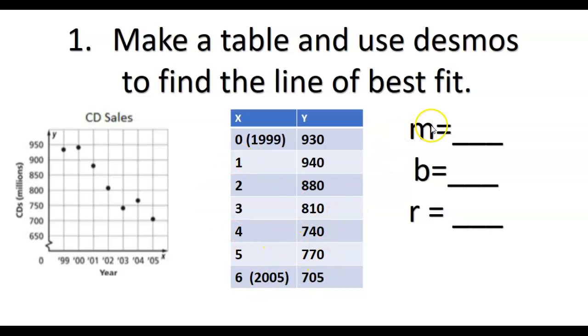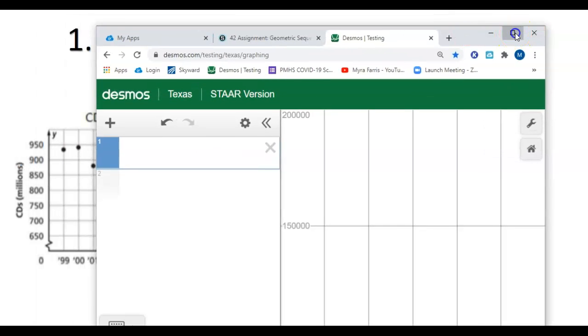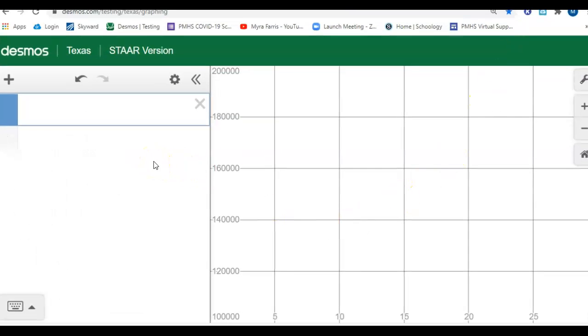Now, if we're going to find a line, what do we need to know? We need to know the slope, and we need to know the y-intercept, and I need to explain to you what this R is representing. So we're going to open Desmos, Desmos Texas version. You have it open?